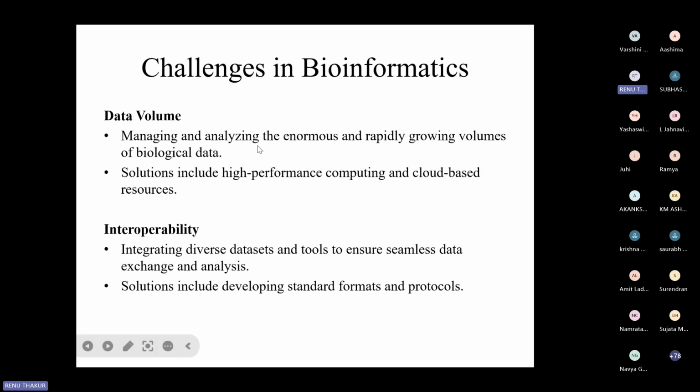Okay, so the next thing is interoperability. Interoperability is where you have different databases, but you couldn't map the interaction, or you couldn't map the common things between those data sets. And it is so diverse, and there are no specific tools for all the diverse kinds of data. Integrating diverse data sets and the tools used to do that, to ensure seamless data exchange and analysis, is so tough. Even a well-renowned or well-performing bioinformatician would struggle to identify the diversity between these data sets, and to identify a proper set of tools and proper methodologies to get those outputs.